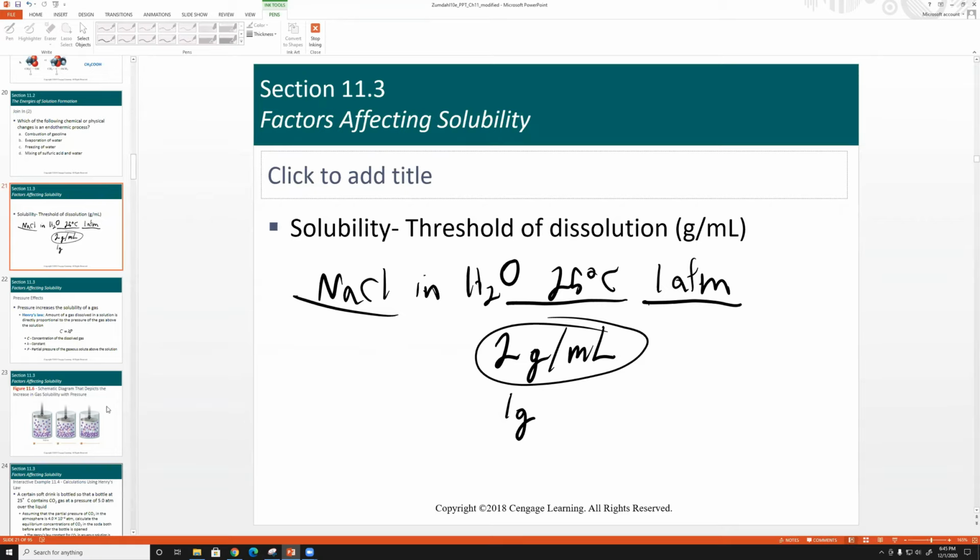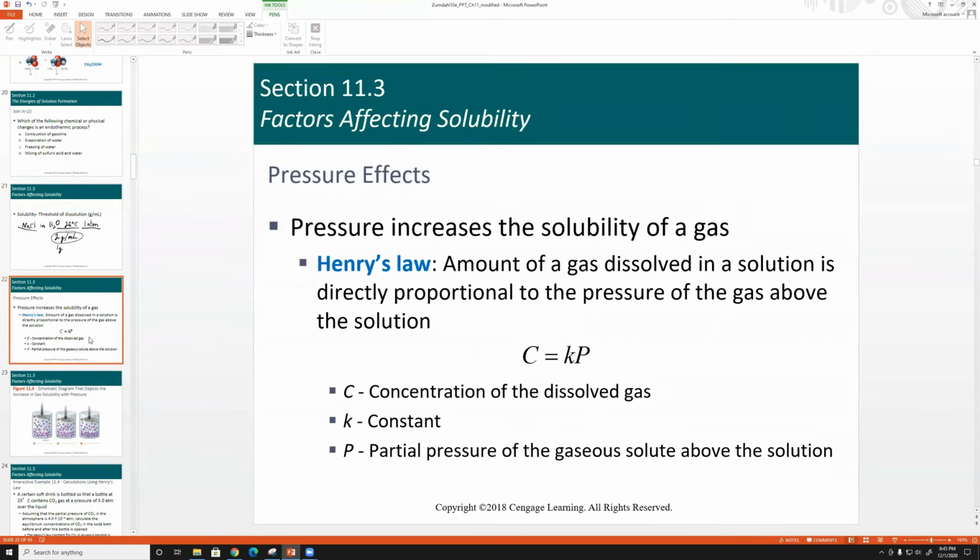All right. So when we go to Henry's law, we talk about those factors being temperature and pressure, but in Henry's law, more specifically pressure. So Henry's law states that the amount of gas dissolved in a solution is directly proportional to the pressure of the gas above the solution.